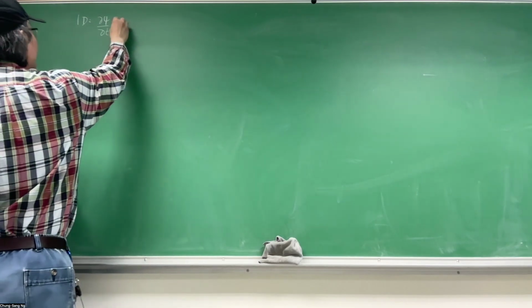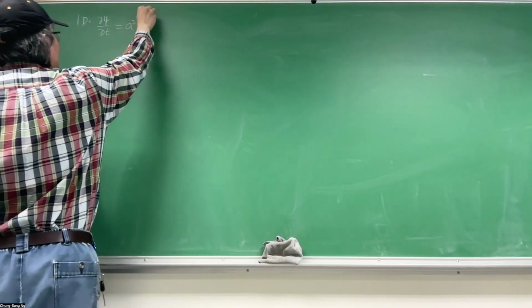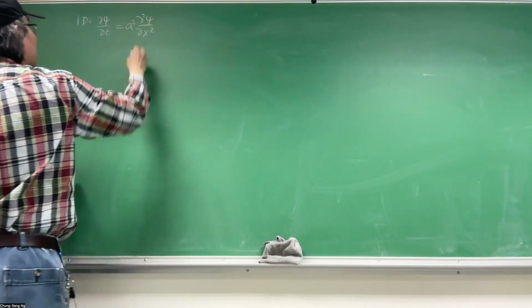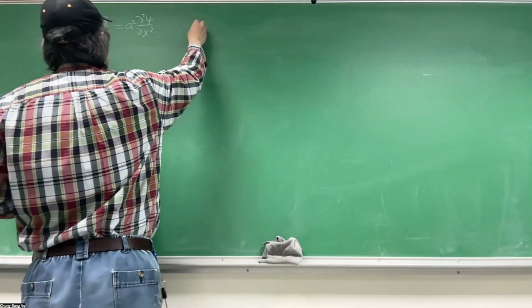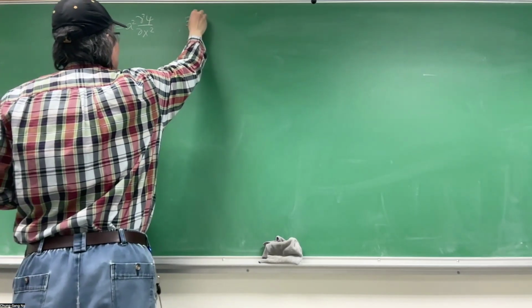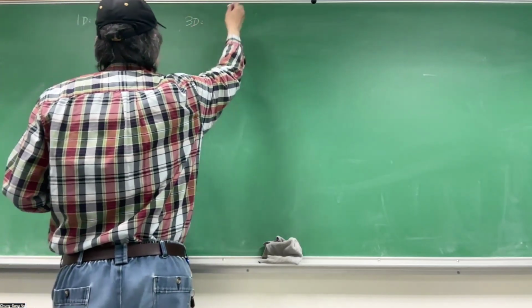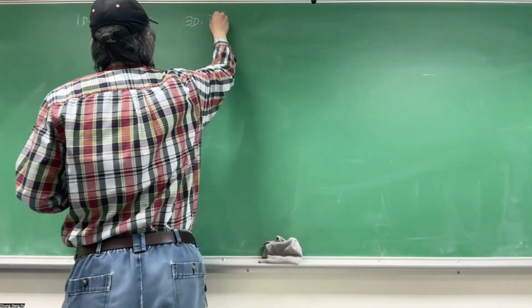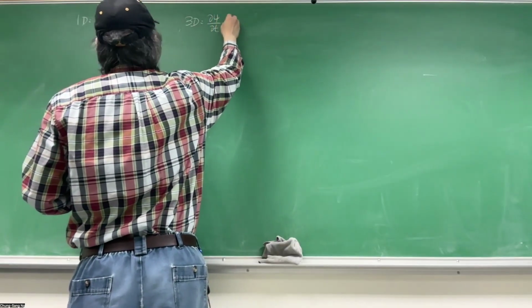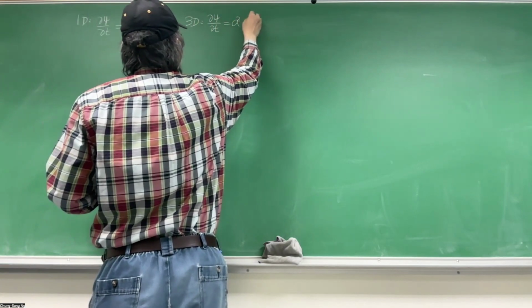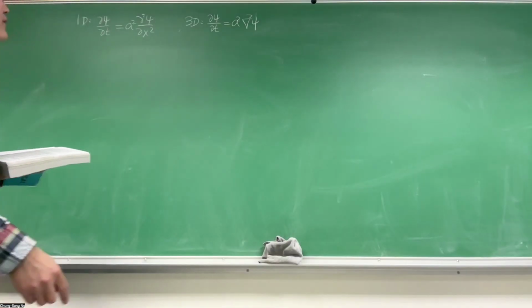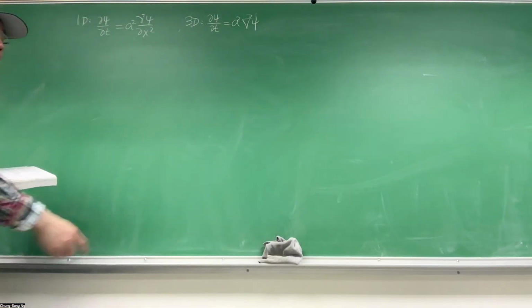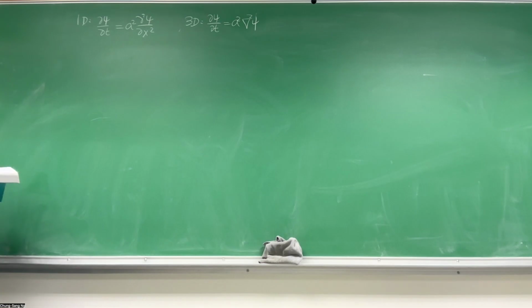equals a squared times the second derivative of psi with respect to x squared. That's 1D. Later on we want to go to 3D. 2D and 3D is pretty much similar, but we talk about 3D. Now it's just changing the Laplacian, right? And obviously, 3D will reduce to 1D if psi depends only on x, right?